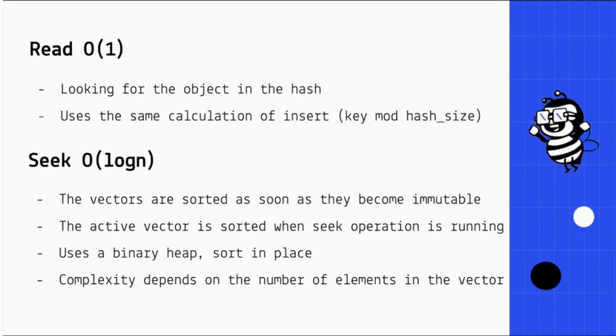We use a temporary binary heap in order to sort the data. And remember, the data in the immutable vector is always being sorted in the background using a background thread. But in case it's not yet sorted, and also for the active vector, we are using a binary heap in order to sort the data and only insert into the binary heap the elements that are in the range of the query element. So it's very efficient. The complexity of the seek operation basically depends on the number of elements in the vector, and again, this is configurable.